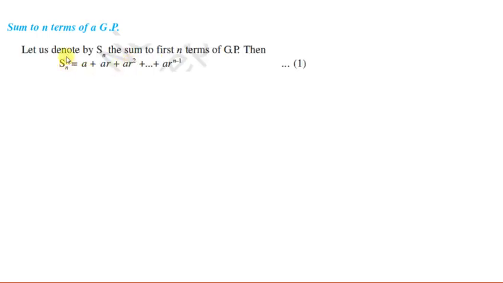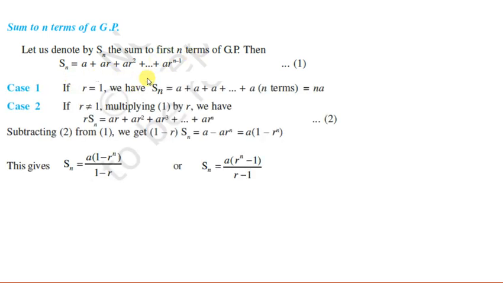Now how to find the sum of n terms of a GP? Let us denote the sum of n terms by Sn. Then Sn will be A plus AR up to AR to the power n minus 1. If R is 1, it becomes A plus A plus A up to n terms, that is NA. Then if R is not equal to 1, multiply it with R on both sides, we get R Sn equal to AR plus this up to AR to the power n. Now subtract the second equation from the first one.